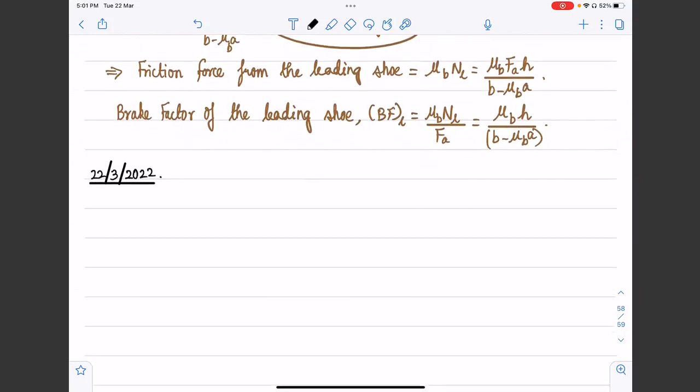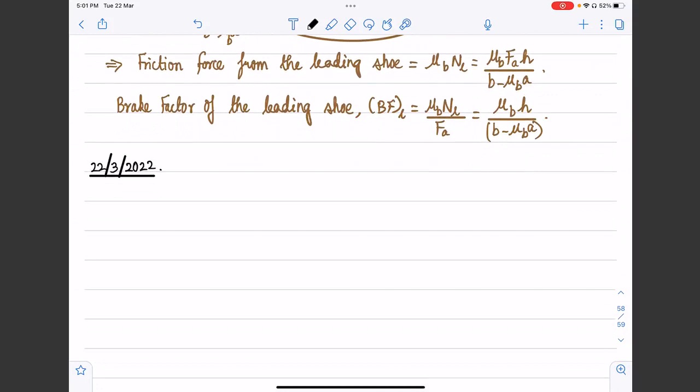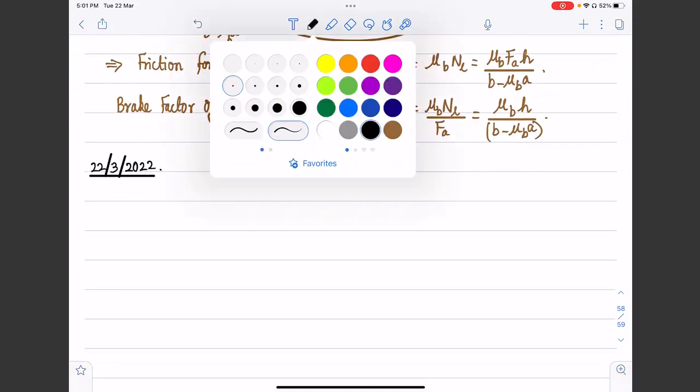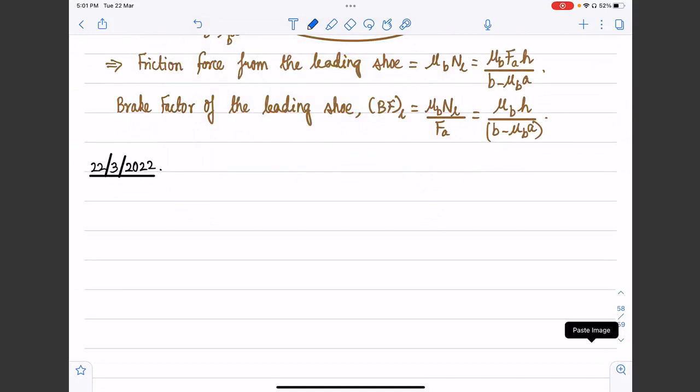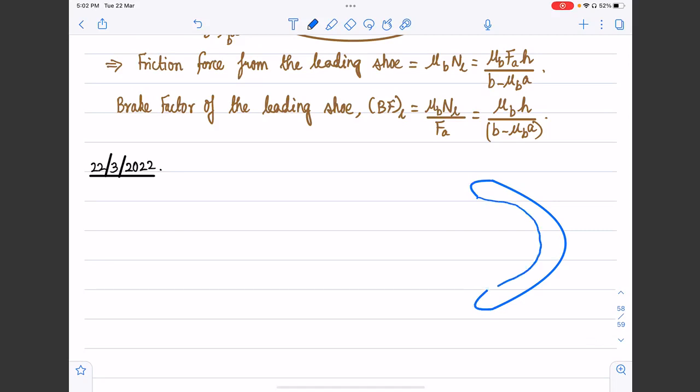So in today's class, let's calculate the brake factor of the trailing shoe, and then let's make some observations. So let me draw the free body diagram for the trailing shoe. The other shoe, which is part of the assembly, is the trailing shoe. So let me draw a free body diagram of the shoe. And then we will go ahead with marking the forces acting on the trailing shoe, and then let's do the analysis. So let's say this is the trailing shoe and this is the corresponding pivot.